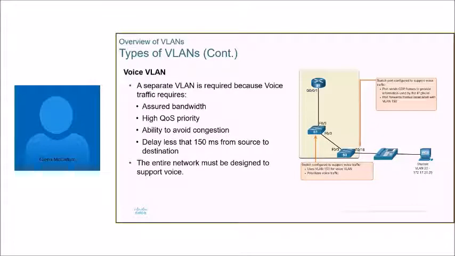Now, the beauty of having a separate VLAN for voice is, of course, it's going to have a separate subnet as well, and so you can actually just tag traffic purely based on its source address or destination address, and so it makes it very easy even for the routers to identify what is voice traffic.